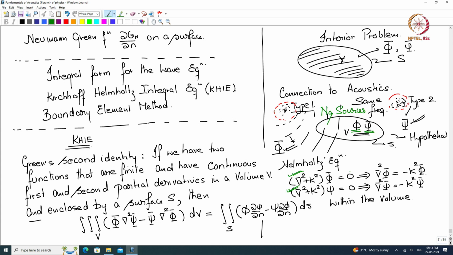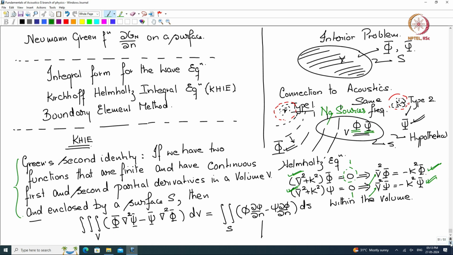Okay, there is no inhomogeneity on the right hand side. And so we come up with this relationship. Now phi and psi satisfy this because we have second spatial derivatives. So phi and psi satisfy the Green's second identity condition. So what do we have here now?